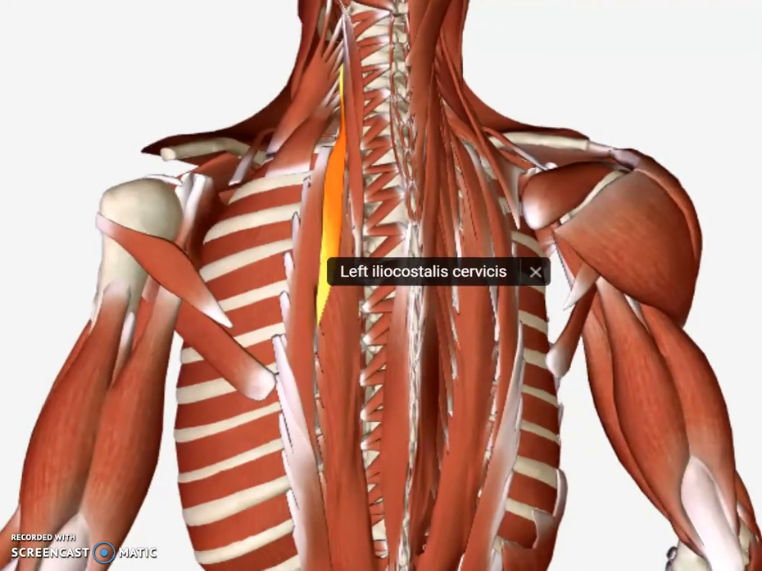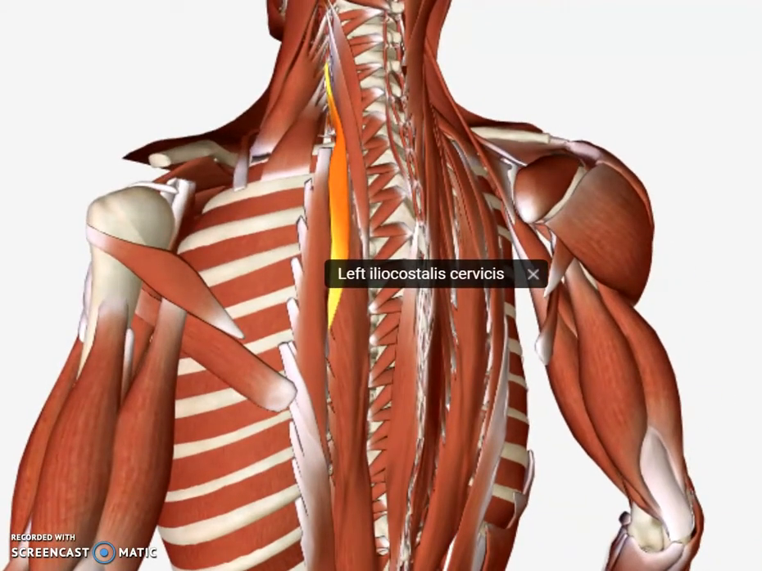This is the iliocostalis cervicis. The function is lateral flexion and spine extension. The origin is the angle of ribs 3 to 6. The insertion is the transverse process of C4 to C6.